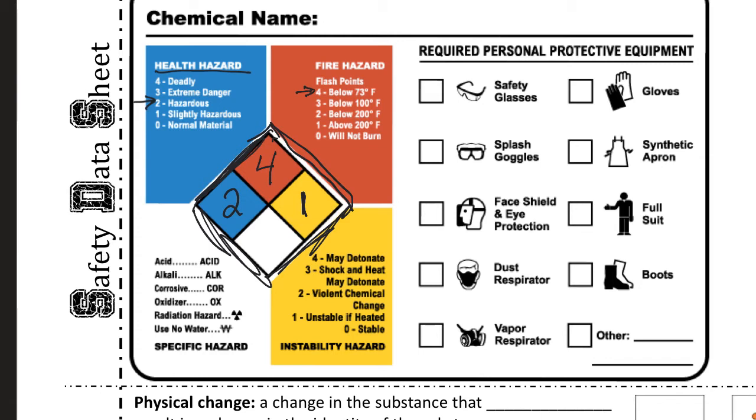The last one, the white part of the diamond, would be a specific hazard, like maybe this is an acid, and it would just state that it's an acid. Next to the symbol, you should see what kind of protective equipment is needed when you're using this. Maybe safety glasses, gloves, and a full suit.